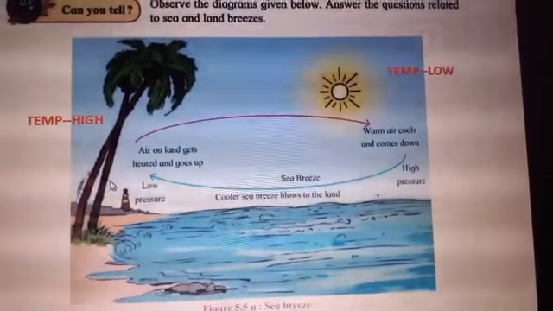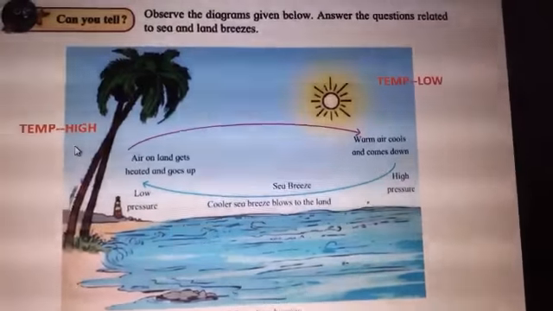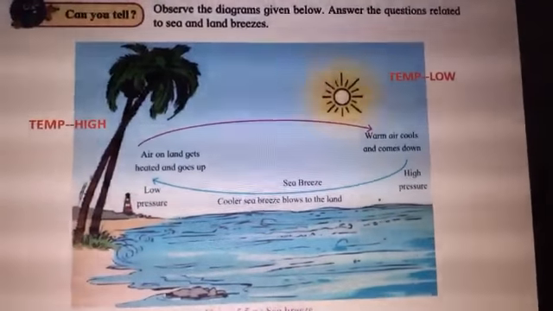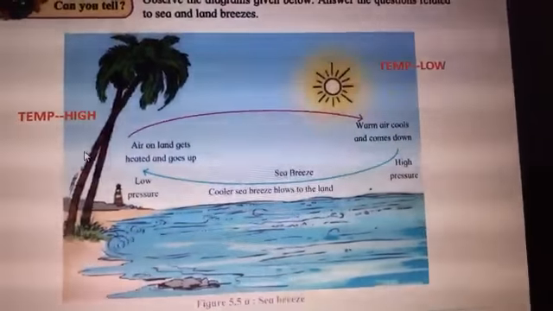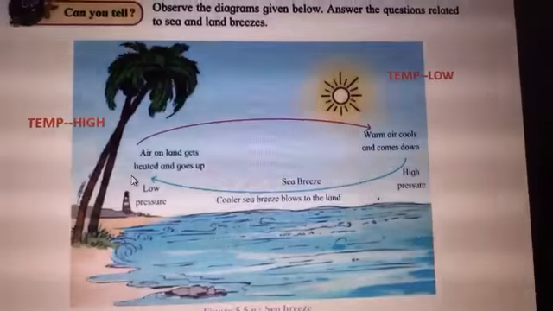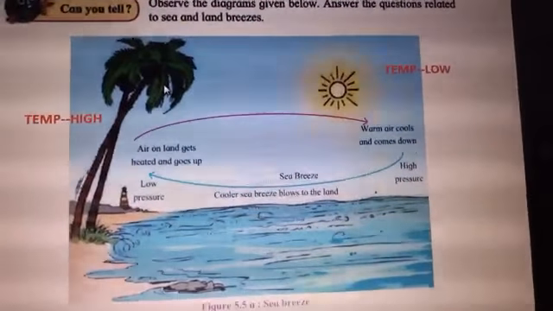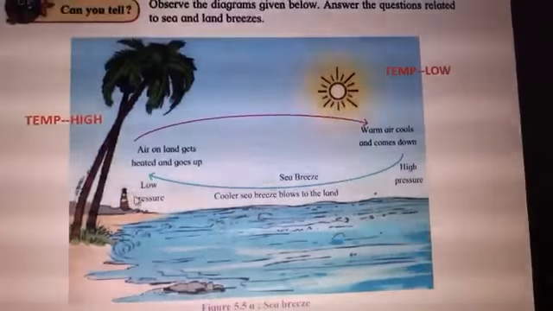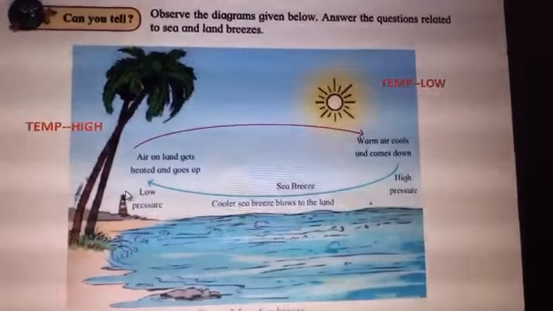Therefore, what happened? The temperature on the earth's surface is high. Okay. Now the temperature is high. What happens? Because of the heat of the sun, the air near the earth's surface starts rising up. Okay, it moves in the upper direction. Therefore, air pressure is low on the land. Now this is the property of the land, children.